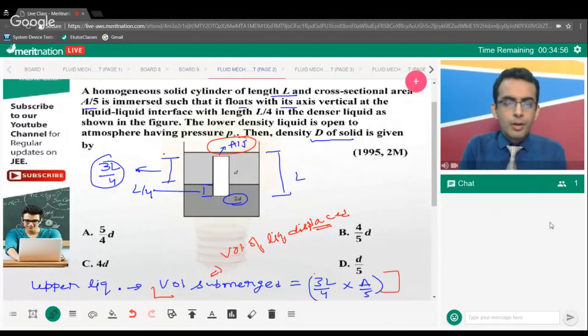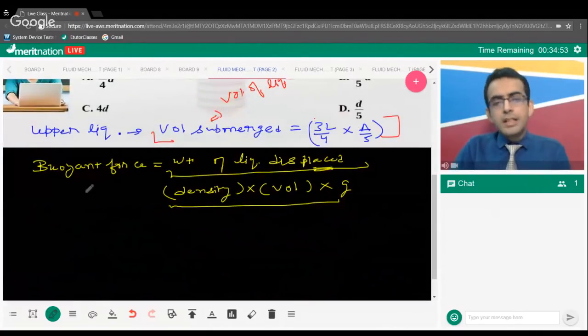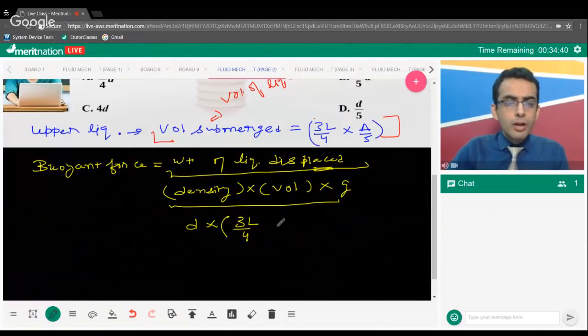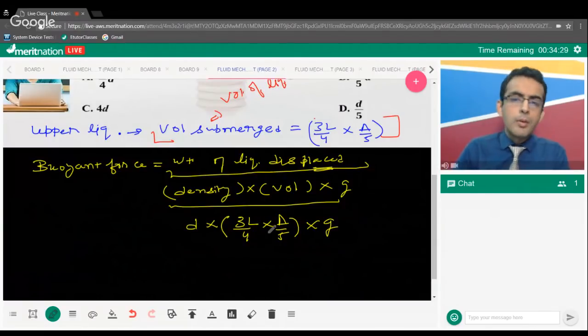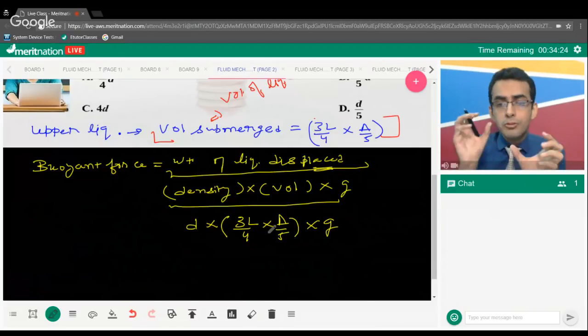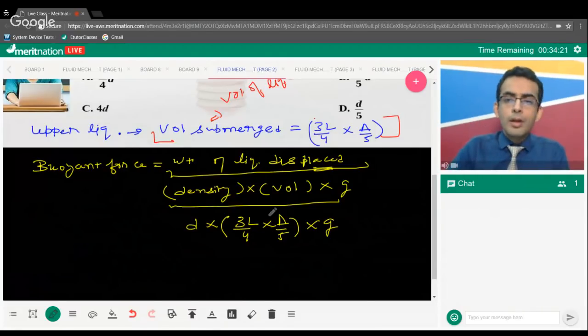Okay, so density into volume into small g is the buoyant force by the upper liquid. So the density is how much? It's small d. And the volume is how much? It's given as 3L by 4 into A by 5 multiplied by small g. Net buoyant force, Swapnil, net force in the upward direction, you can say the upthrust, is equal to the weight of liquid displaced, right? So that's the buoyant force by the upper liquid.